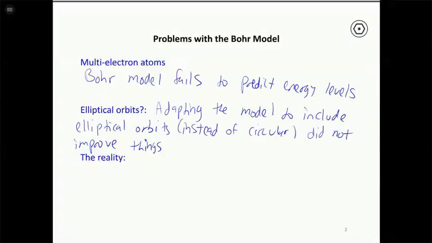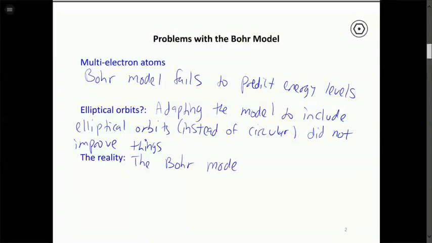So the bottom line, the reality, is that the Bohr model only works for one-electron systems. We talked about how hydrogen is the only neutral atom that it works for, but you can have ions that only have a single electron where it works just fine. So the Bohr model only predicts energy levels for one-electron systems. So don't try to use the Bohr model for any other situation. That's the bottom line there.